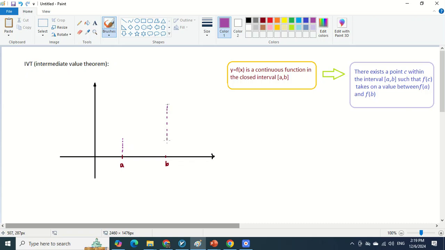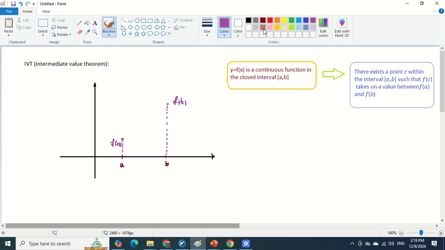So if I denote the values of f of a and f of b at these two points, let us consider f of a at this point and f of b at the point on the right side. So this is f of b as well. If the function is continuous, then all the values between f of a and f of b should be covered by the function. This is the concept of the IVT.